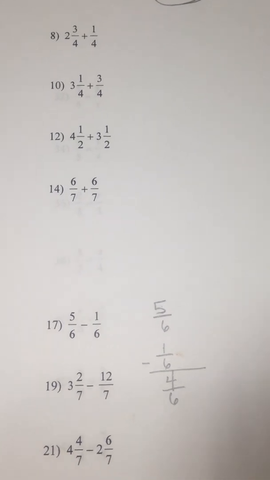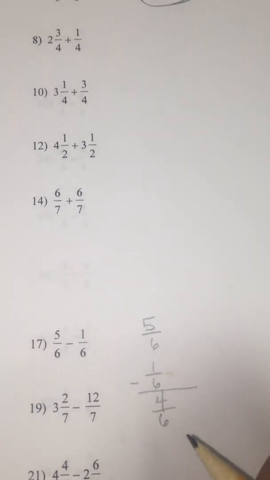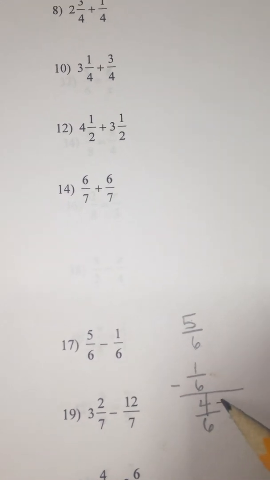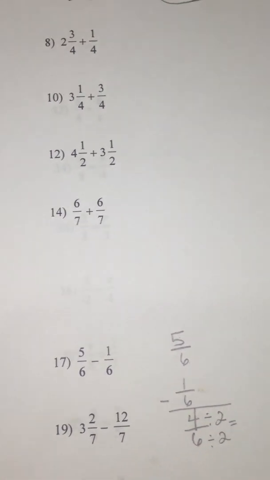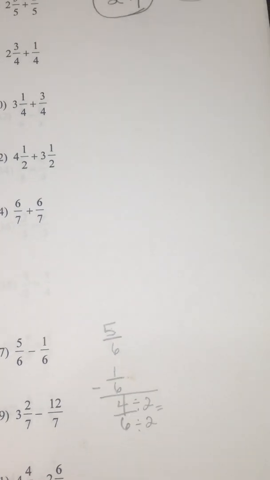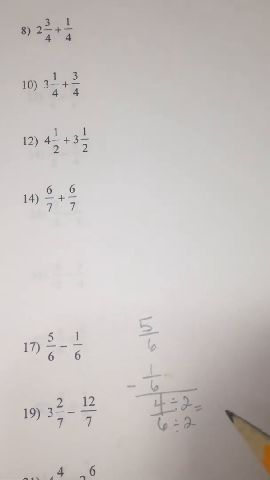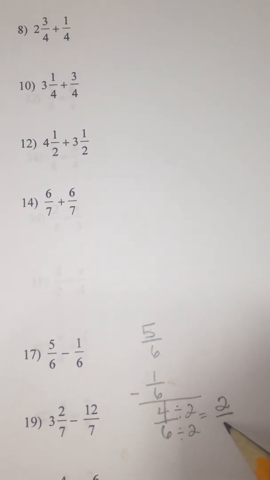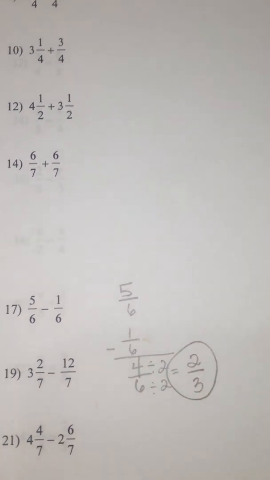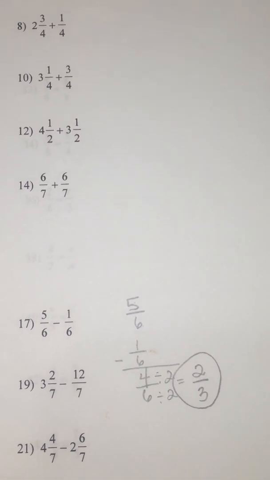But it can be simplified, meaning I can, what we called, reduce a fraction. So we're going to divide by 2. It has to be the same number. So 2 will go into 4 2 times, and 2 goes into 6 3 times. So that answer is 2/3.